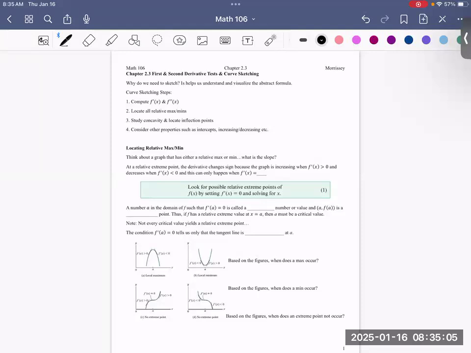Well, first, sketching helps us understand and visualize these abstract formulas. We can pull information from the formula or equation, and it helps us understand which information is going to do what. What does the first derivative test tell us? What information does it give? How does that transform into the equation or into the graph? And the same thing with your second derivative test.